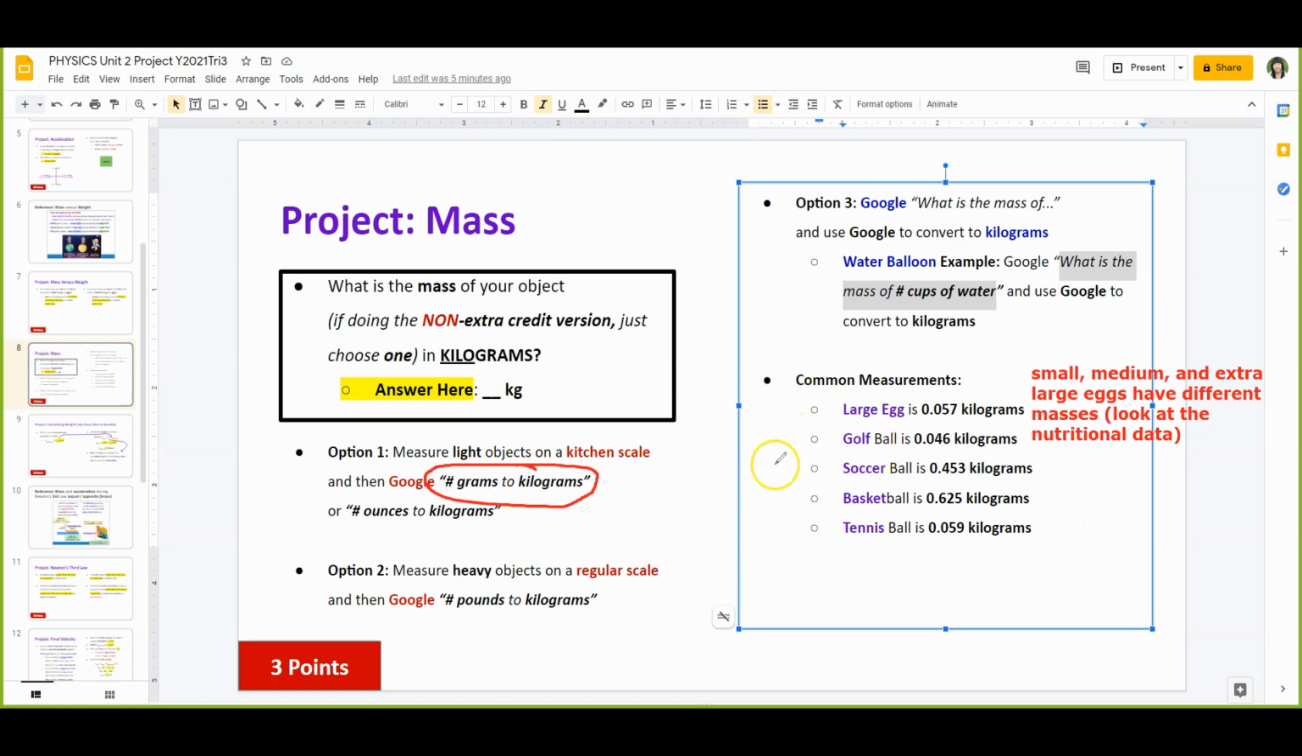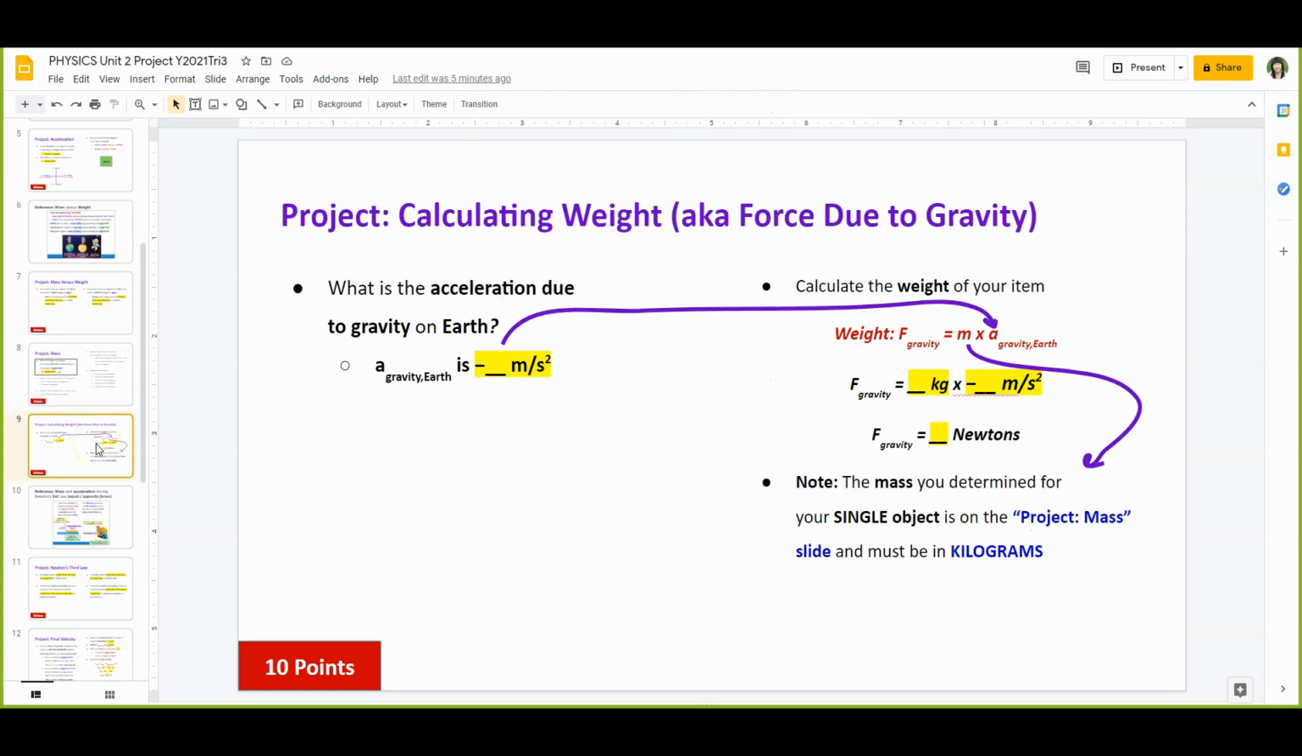Golf ball tells you how much that's about. Soccer ball, basketball, tennis ball. Again, these measurements are fine for you to use if you don't get an exact measurement. If you do need help, let me know, and obviously come to office hours and we can help you figure out the mass of your object in kilograms.